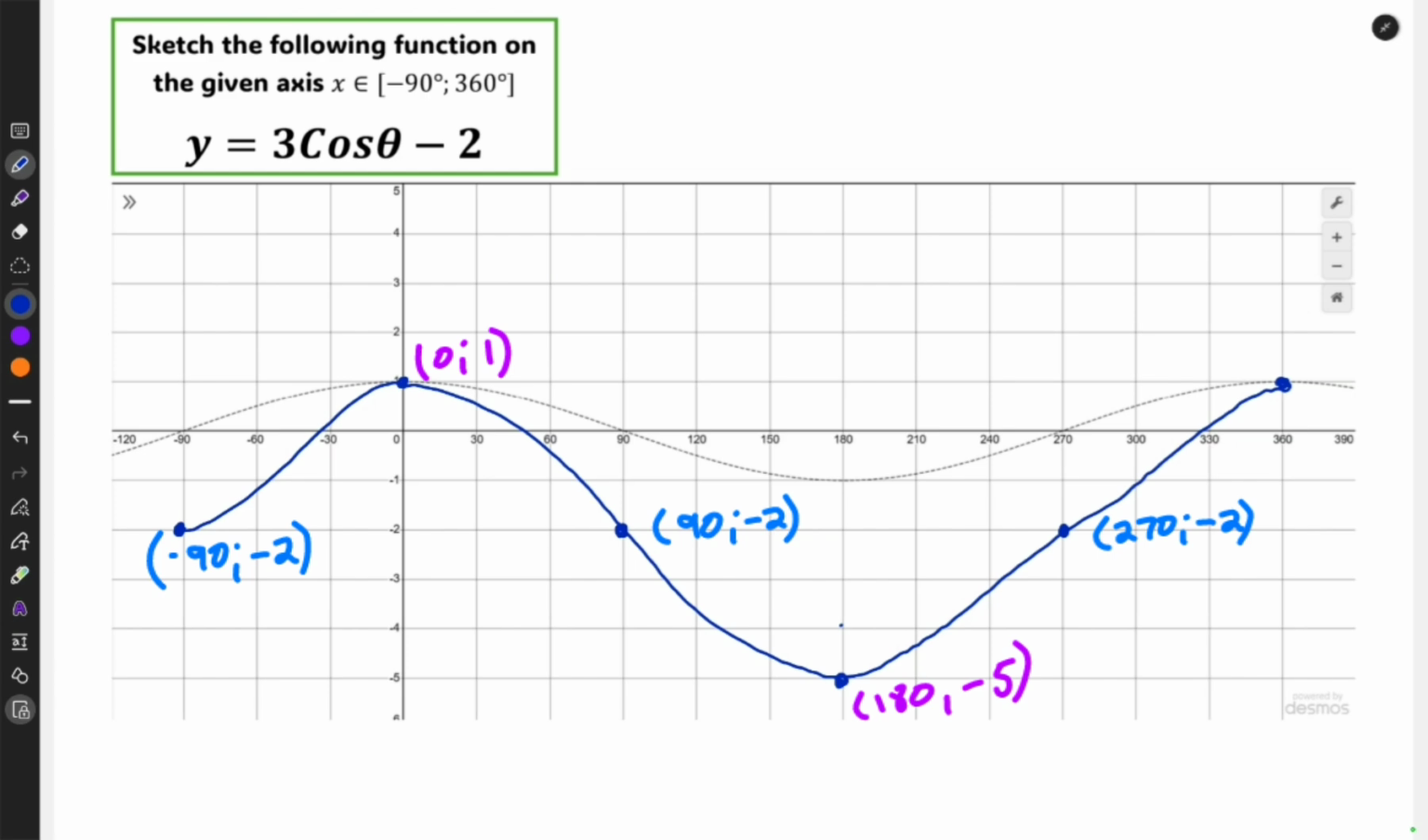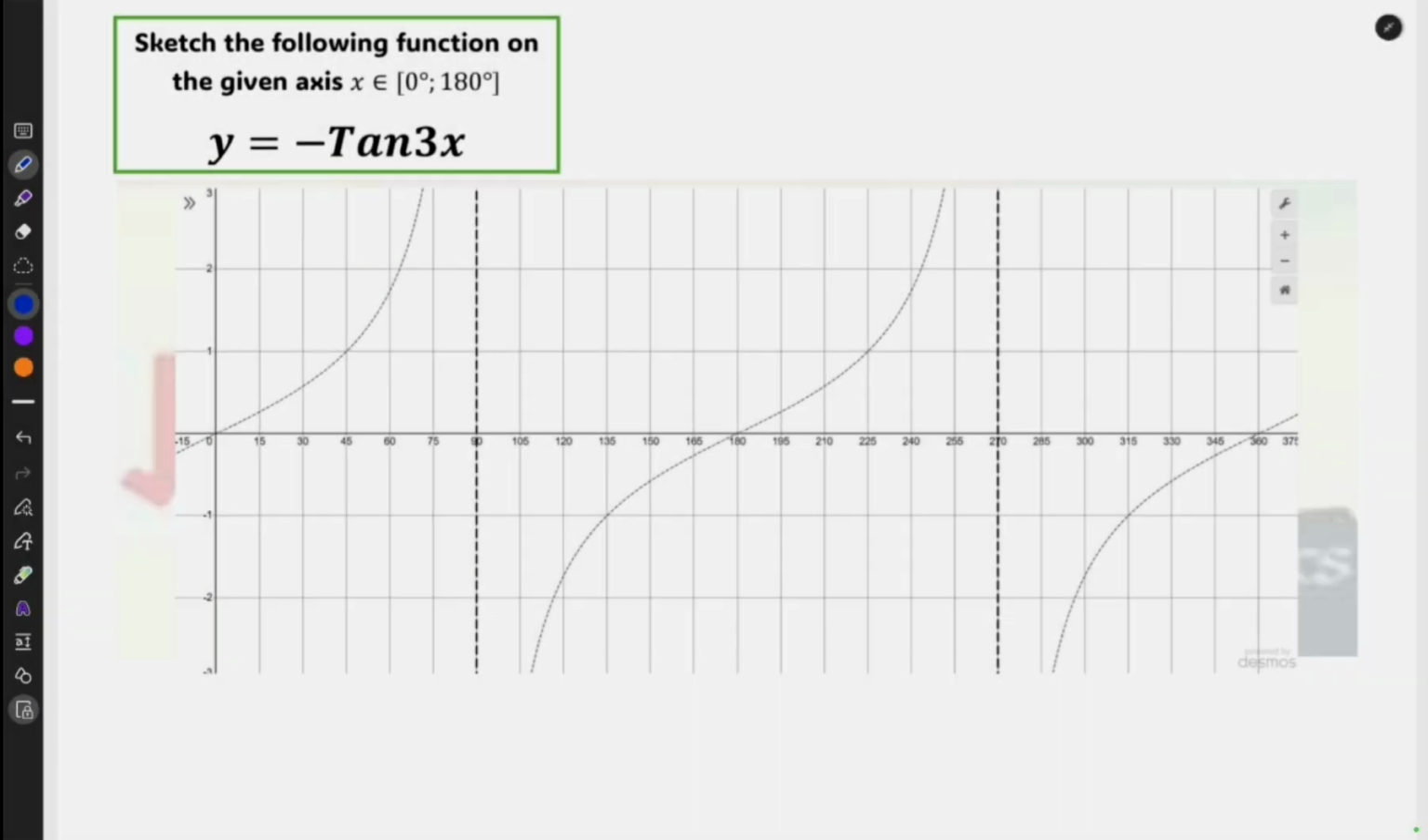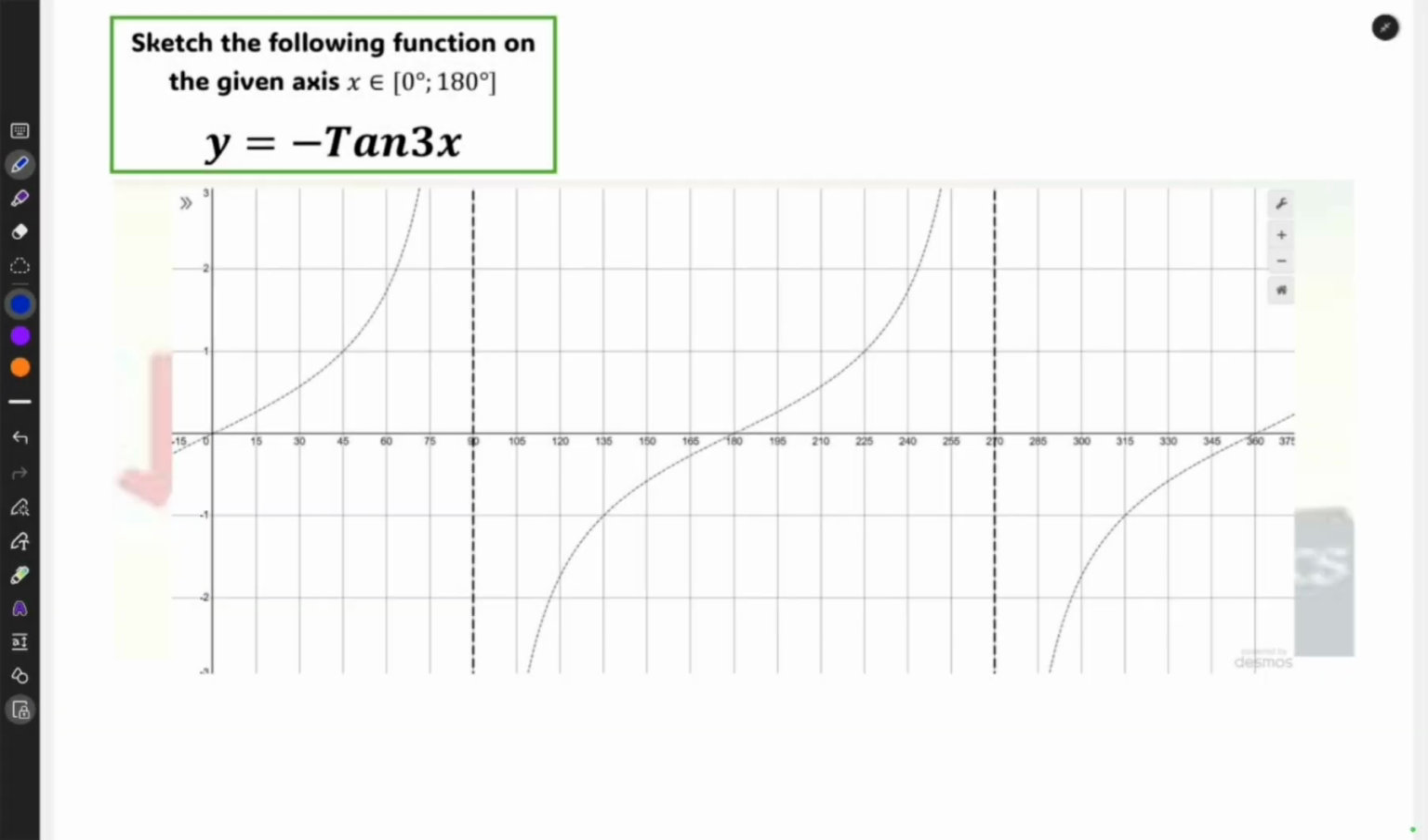So just be as neat as you can, but it doesn't need to be perfect. It's not an EGD subject. The next question, y is equal to minus tan 3x. So I can clearly see my graph is going to be flipped upside down because of that minus in front, and then my b value is 3. So that means everything is going to be squashed by 3.